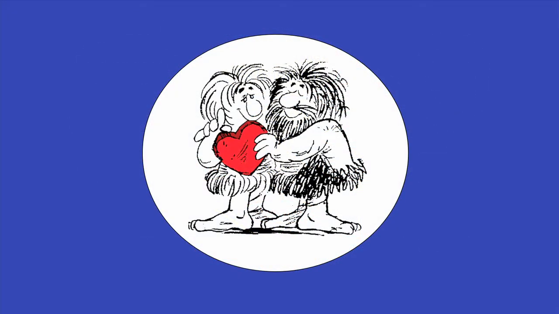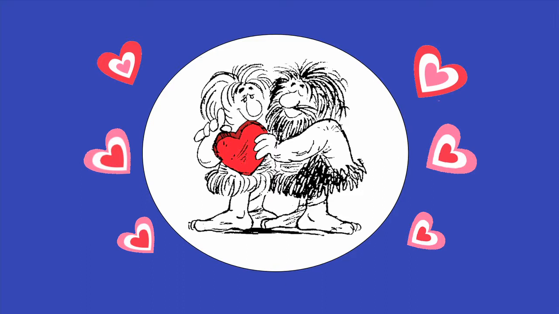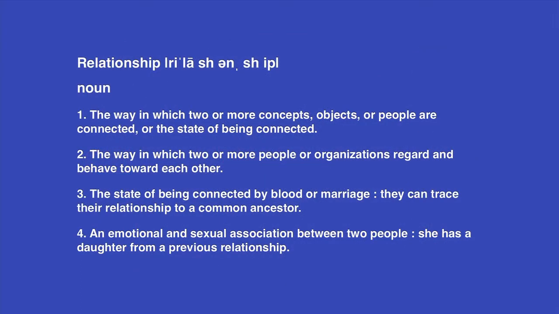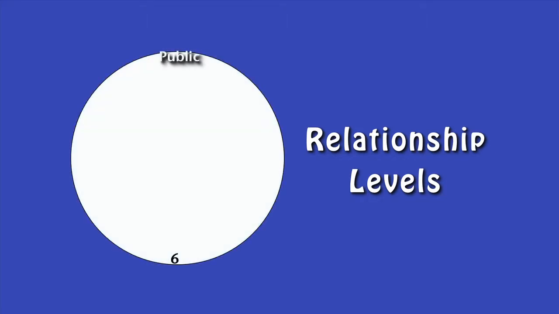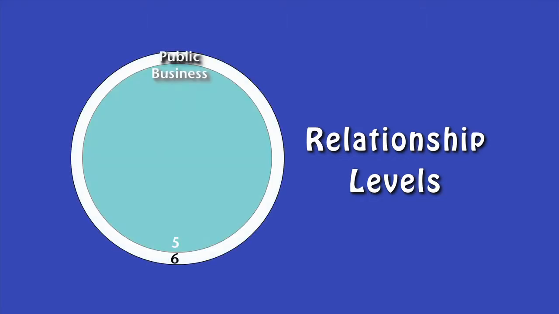When we think of a relationship, we first think of one-on-one, that special someone in our life. The dictionary lists 4 definitions of a relationship. For this presentation, relationships have been divided into 6 levels. The general public is a level 6 relationship. Level 5 are business associates that you come in contact with daily.